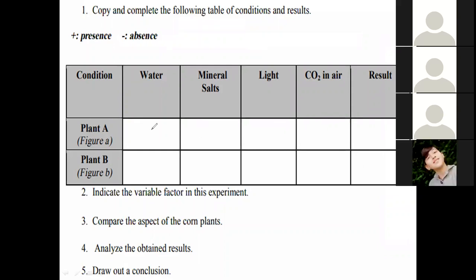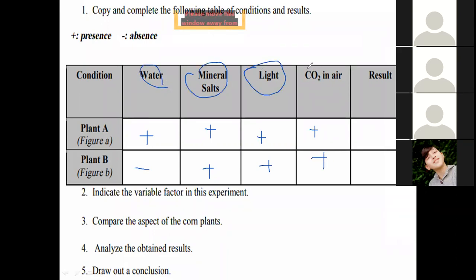So if plant A was watered, what do we have? We put the plus or minus. If water is present, we put the plus, and in plant B we don't have it, so we put minus. And all the other conditions are plus, plus, plus, and CO2 plus. So we have four conditions: water, mineral salts, light, and CO2 and air. And finally we have to put the results. So thank you, Lamar. So here we have the conditions.